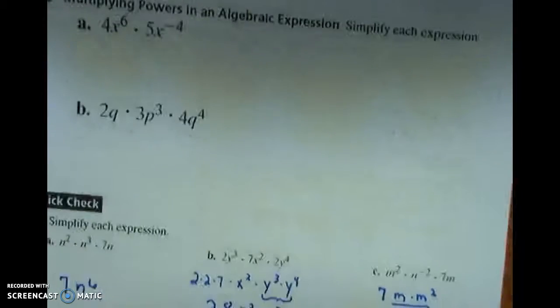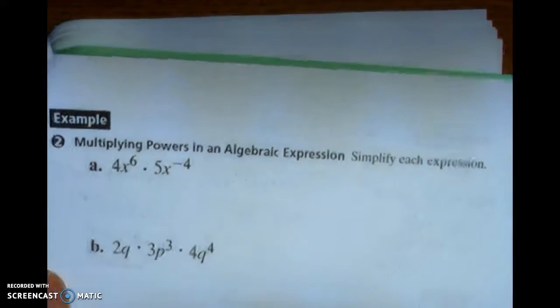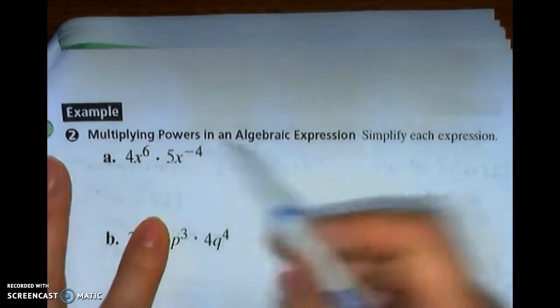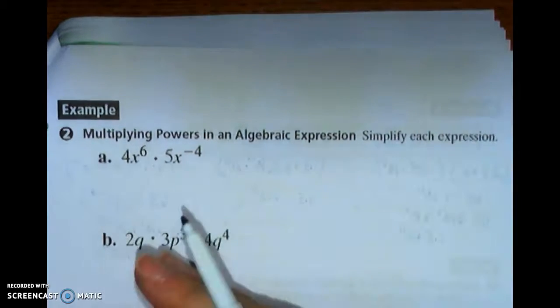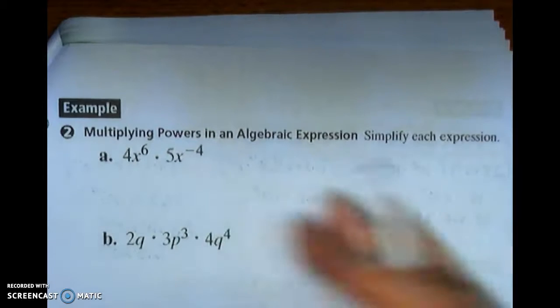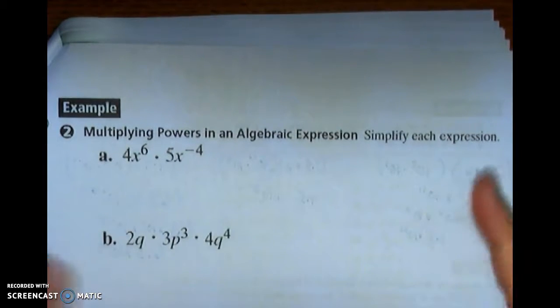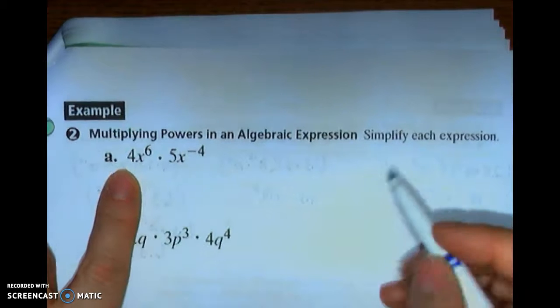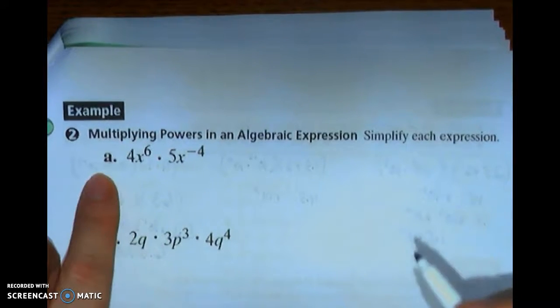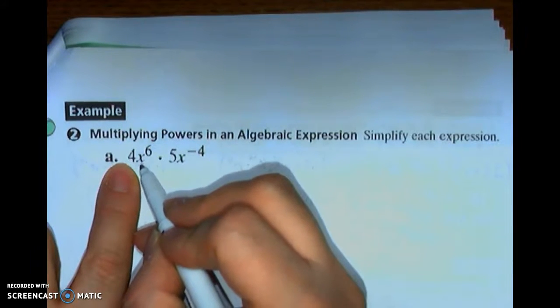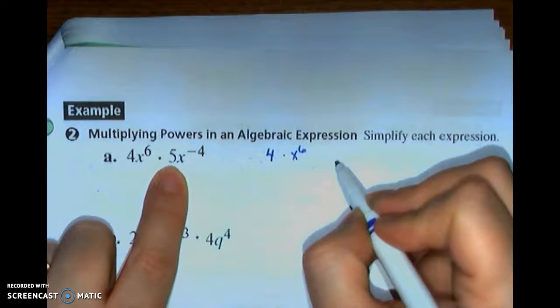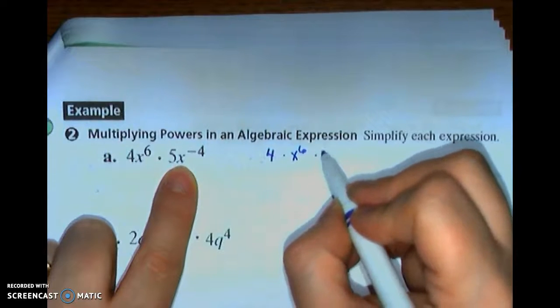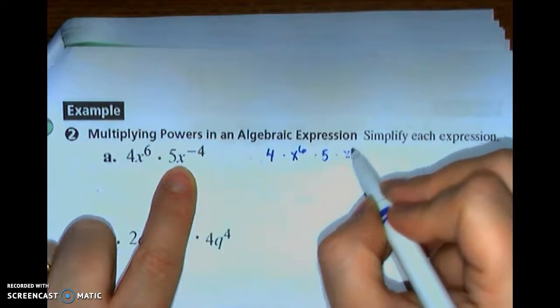We're moving on to multiplying algebraic expressions here. Okay? My rule is I like to rearrange the pieces of my puzzle so that I have my numbers and all of my letters next to one another, those like terms. Remember, our rules for adding the exponents only work with the same base. So in this case, I rewrite 4 times x to the 6th, and 5 times x to the negative 4.